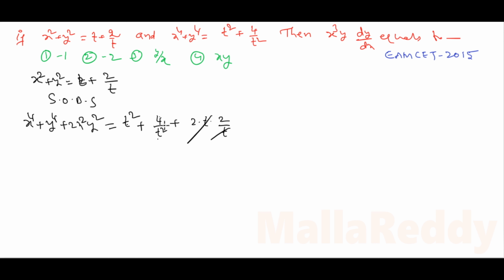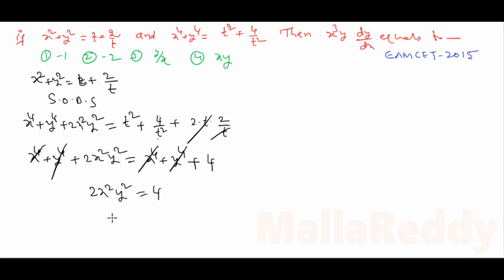From t square plus 4 by t square, here the value is given as x power 4 plus y power 4. Substituting in this equation, x to the power of 4 plus y to the power of 4 plus 2x square y square is equal to x to the power of 4 plus y to the power of 4 plus 2 into 2, that is 4. On both sides x power 4 cancelled and y power 4 cancelled, and 2x square y square is equal to 4, that is x square y square is equal to 2. From this equation, y square is equal to 2 by x square.